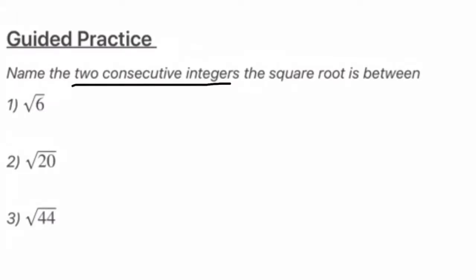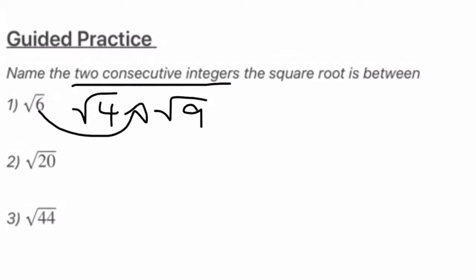Okay, so if I'm looking at my square root list, I know that 2 times 2 is 4, and 3 times 3 is 9. So the square root of 6 falls between 4 and 9, which is between 2 and 3. So your answer to number 1 should be between 2 and 3. All right, pause the video and try number 2.